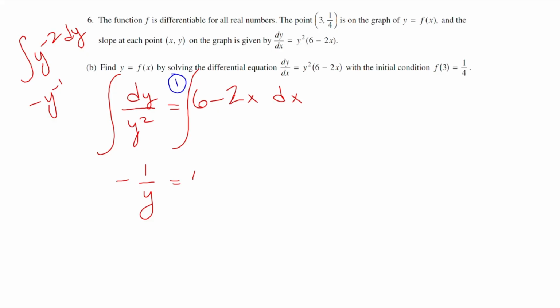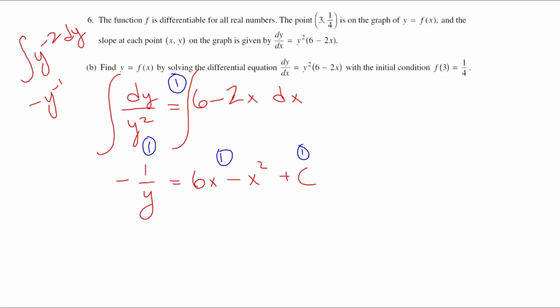The integral of 6 is 6x. The integral of minus 2x is minus x squared. And of course, we will now add our plus c. So you got 1 point here for this integral, 1 point for this integral, and 1 point for the plus c.